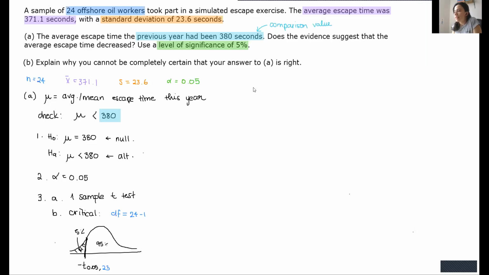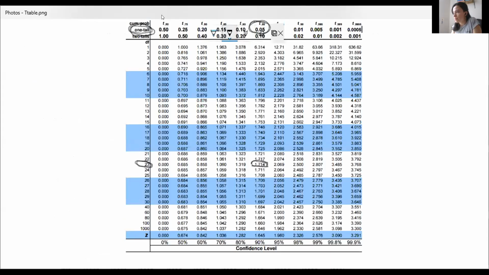We're looking for a one-tail test that corresponds to a level of significance of 5%. So in the row that says one tail, we're going to go to 5%. And then we're going to look at the row over here that says 23, because that's the number of degrees of freedom that I have, right? So that's why I have a DF over here.